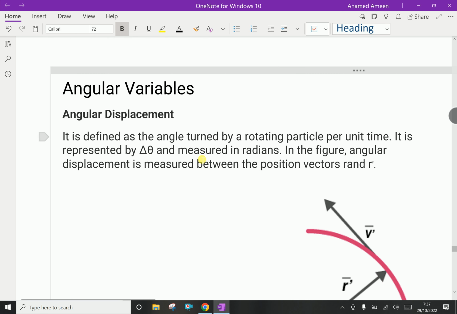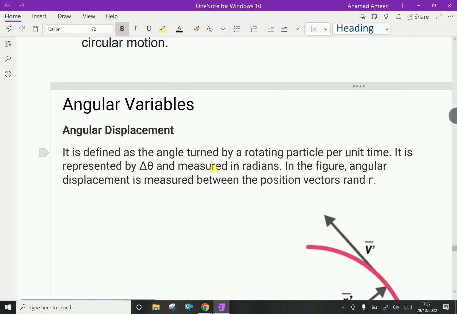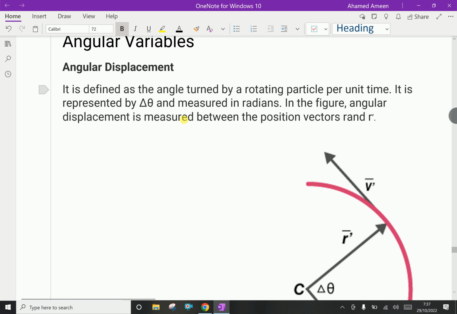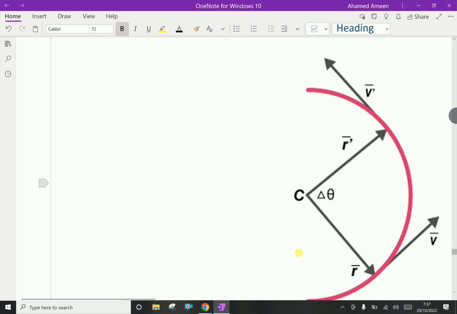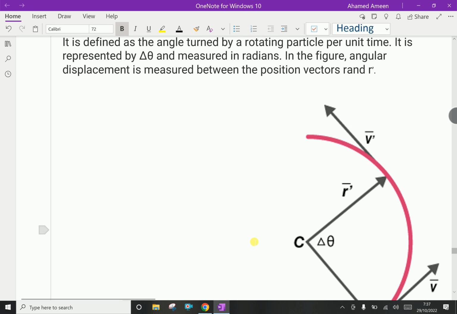Angular variables. We will define some angular variables in this topic. First, angular displacement. It is defined as the angle turned by a rotating particle. It is represented by delta theta and measured in radians. In the figure, angular displacement is measured between the position vectors r and r dash vector. Look here, this is the center point. Here this is the r vector and it moves to this position, the r dash vector. So it displays delta theta in radians.